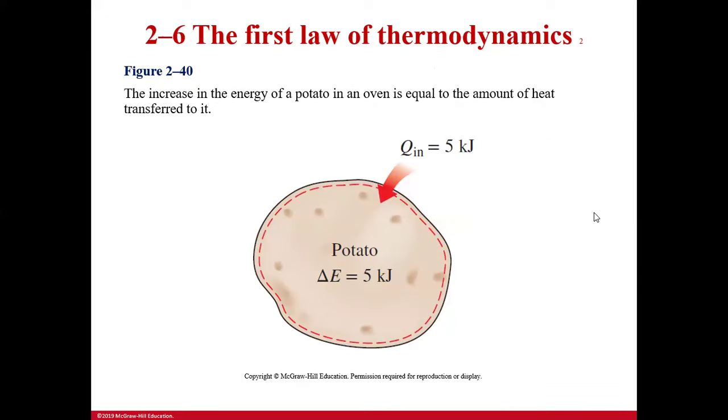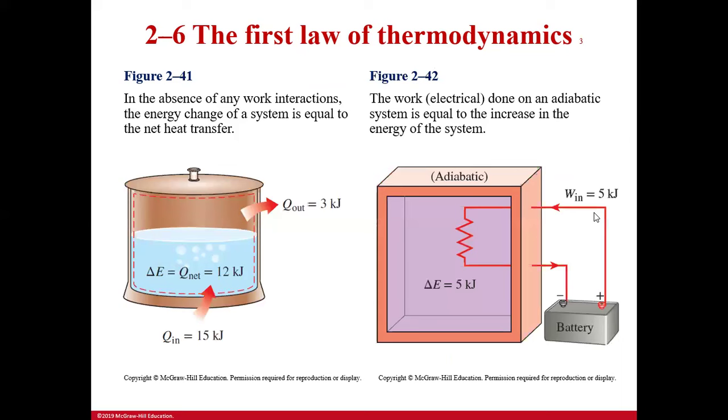The increase in energy of a potato in an open oven is equal to the amount of heat transferred to it. In the absence of any work interaction, the energy change of a system is equal to the net heat transfer. Initially it had 15 kilojoules, 3 kilojoules leaves the system, so 12 kilojoules is what is left, which is the change in energy.